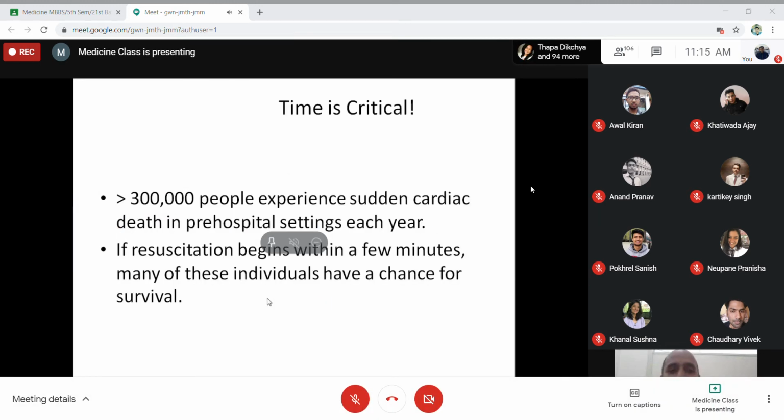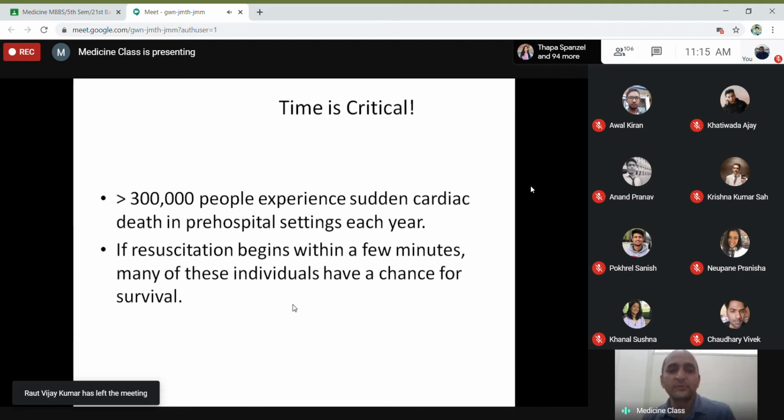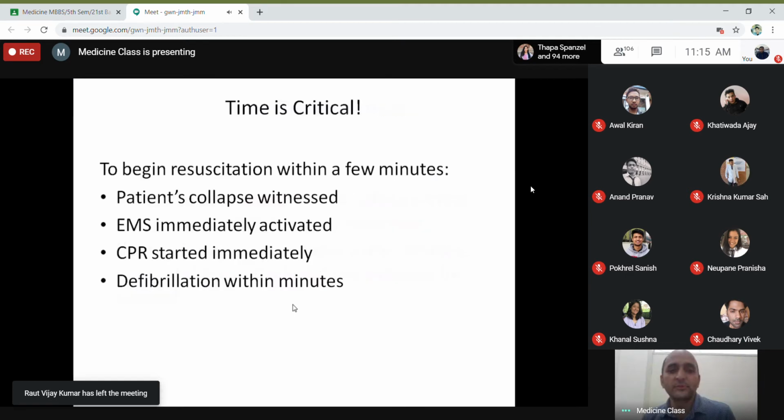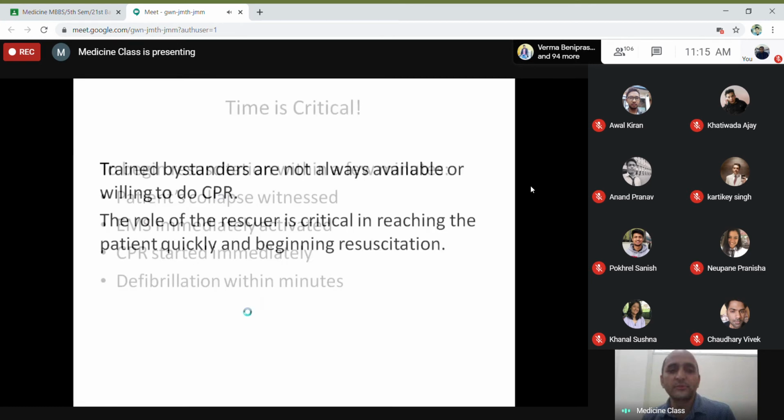In 2016, resuscitation begun within a few minutes gives many of these individuals a chance for survival. To begin the resuscitation within a few minutes: the patient collapses, a witness is there, the emergency system is immediately activated, CPR is started immediately, and defibrillation is done within a minute. So these are very important things.